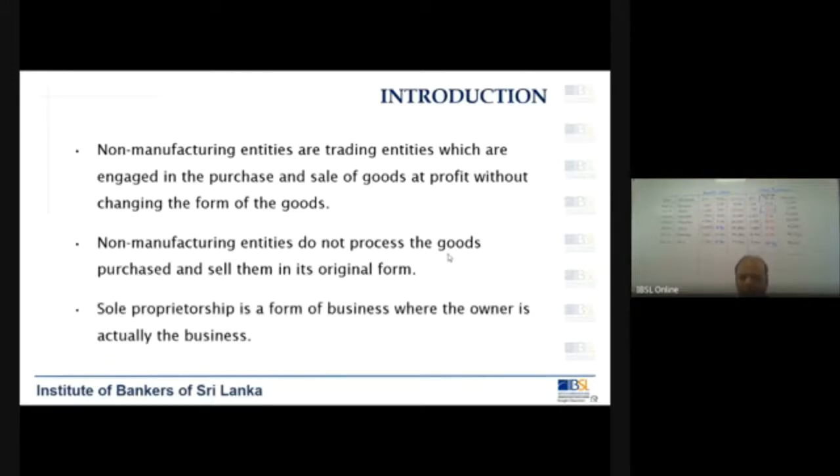Sole proprietorship is also a form of business where the owner is actually the business. Even though we say we have to keep the business and the owner separate, in the case of a sole proprietorship, you don't differentiate these two. That is where most of the businesses collapse. Sometimes they will take goods from the business for their own use, but they don't differentiate them, which is a must.